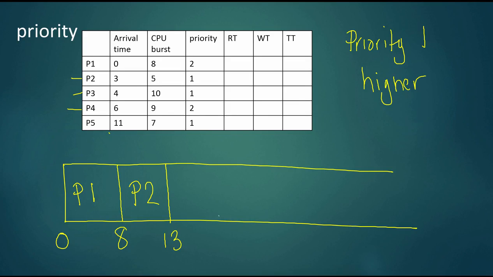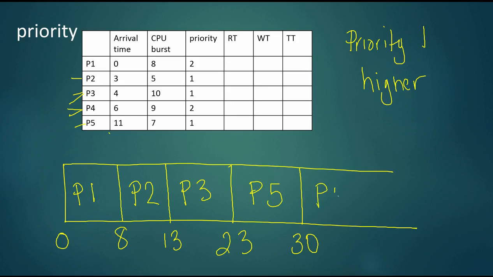Now the current time is 13. In the ready queue, we have P5, P4, and P3. P5 has a priority 1. However, P4 has a priority 2. P3 has a priority 1, and P3 got there first, so P3 is going to go next. And now the only ones left in the ready queue are P4 and P5. P5 will go next, and then the last one to go will be P4.